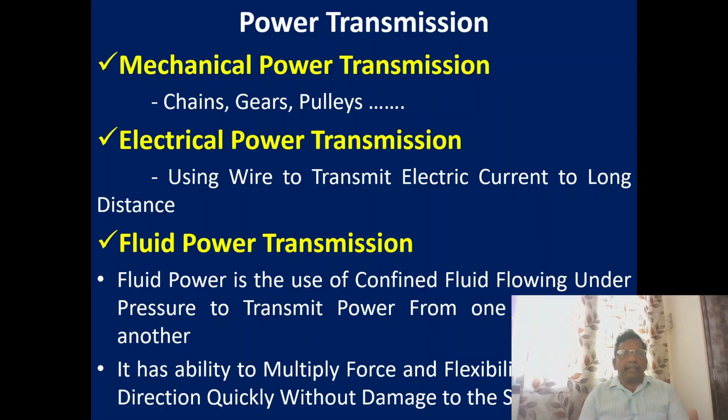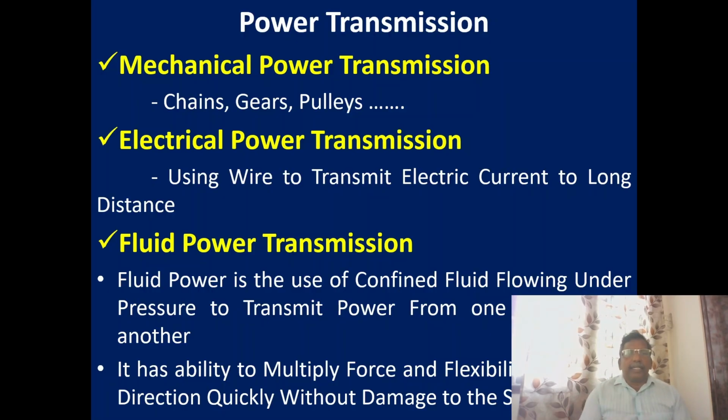For example, mechanical power transmission gets wear and tear. If you stop immediately, it gets crashed or collapsed. We can't change the directions. You can see a train: if you want to stop immediately, it collapses. Similarly, electrical power transmission has a high power cost per unit.